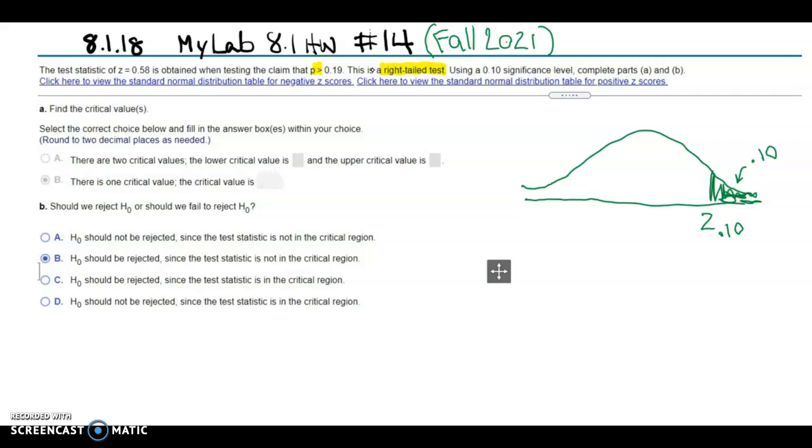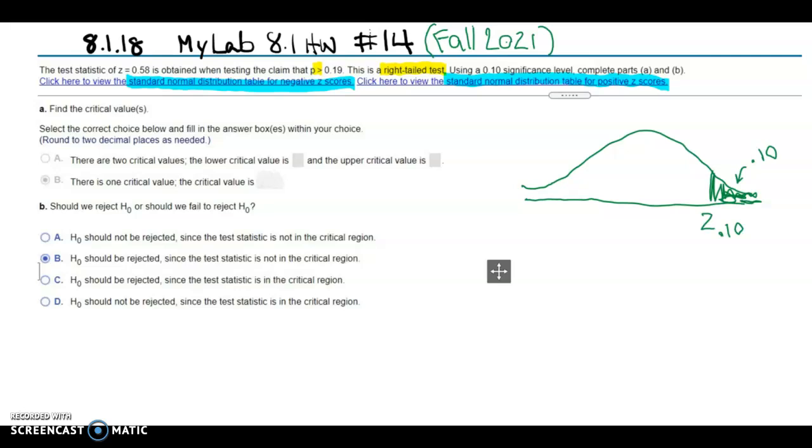There are two different ways that we can do this. We can use the inverse norm feature on our graphing calculator, as we learned in class in chapter 6, or we can use the standard normal distribution tables that are listed here. There's one for positive scores and one for negative scores. I'm going to go through with you how to do both ways, starting with the calculator method.